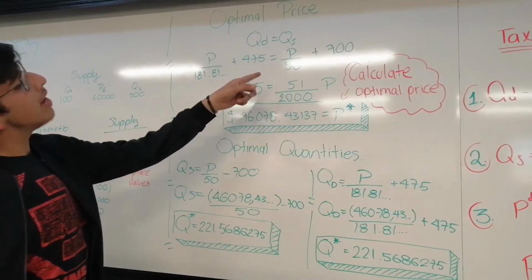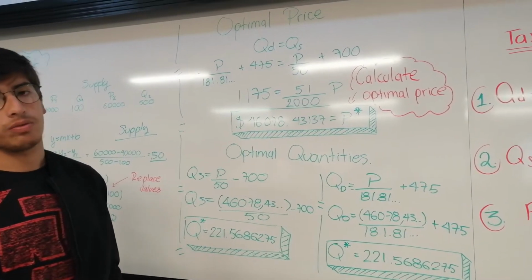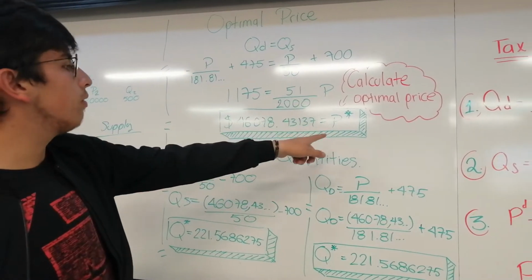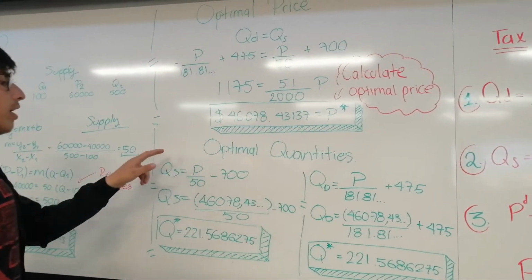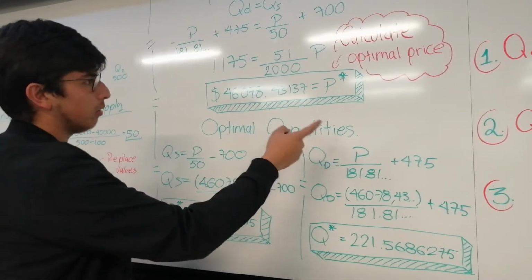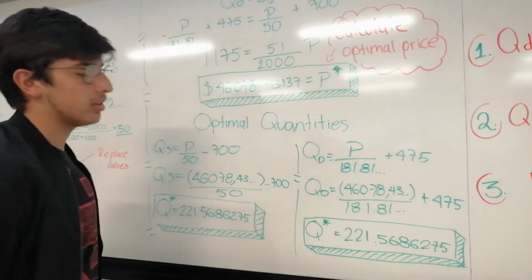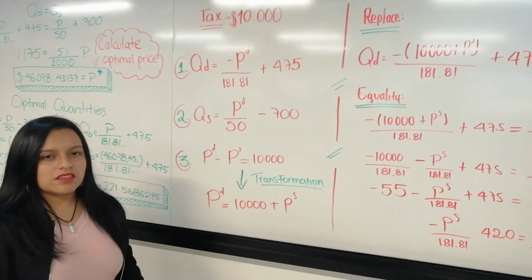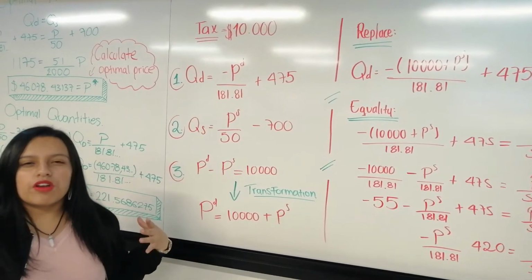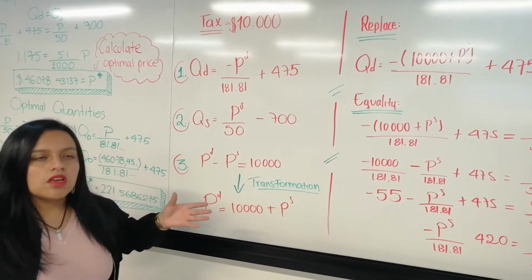Finally, we have to make an equality between the quantities of demand and the quantities of supply, and we are going to solve for P, replace the values, the optimal prices, sorry, and find the optimal quantities. We have found the equilibrium of the market, but now the second part of the exercise is to find the quantity that we trade with the tax.